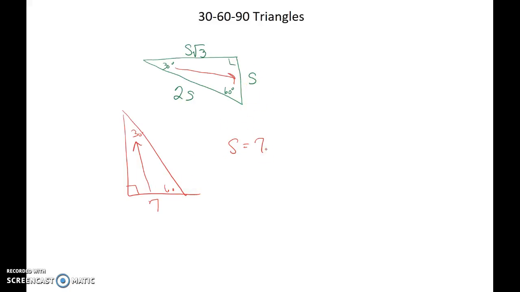And so if I know that that's a 7, I can just label everything else. I usually go to the hypotenuse next because it's just easier for me. But if the short side is 7, then the hypotenuse is 2 times 7, which is, of course, 14. And if I want to get my long leg, I just multiply the short side by the square root of 3.